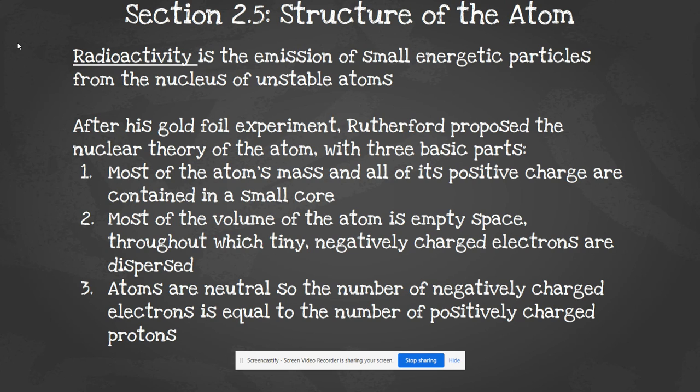So the electrons are tiny and moving around very quickly in a cloud around the nucleus, but in between the nucleus and the electrons is mostly empty space. Atoms are neutral, so that means that since we have these negatively charged particles, there has to be an equal number of positively charged particles to balance the charges.